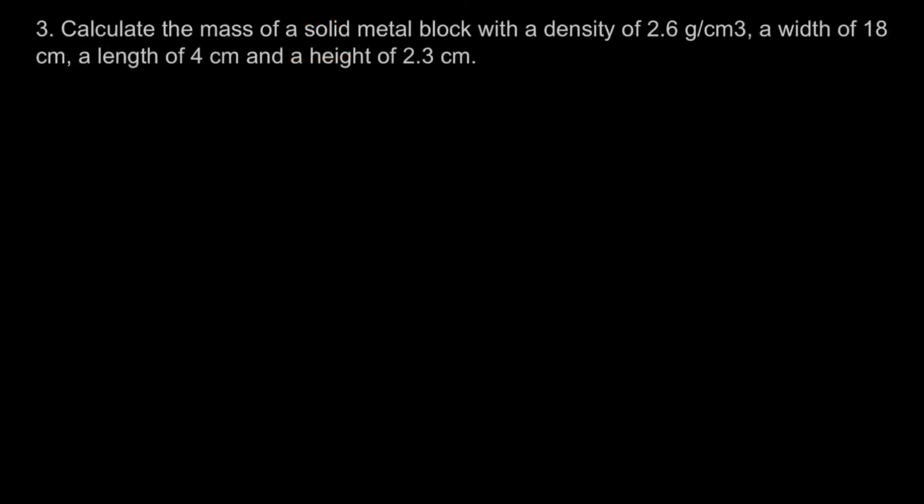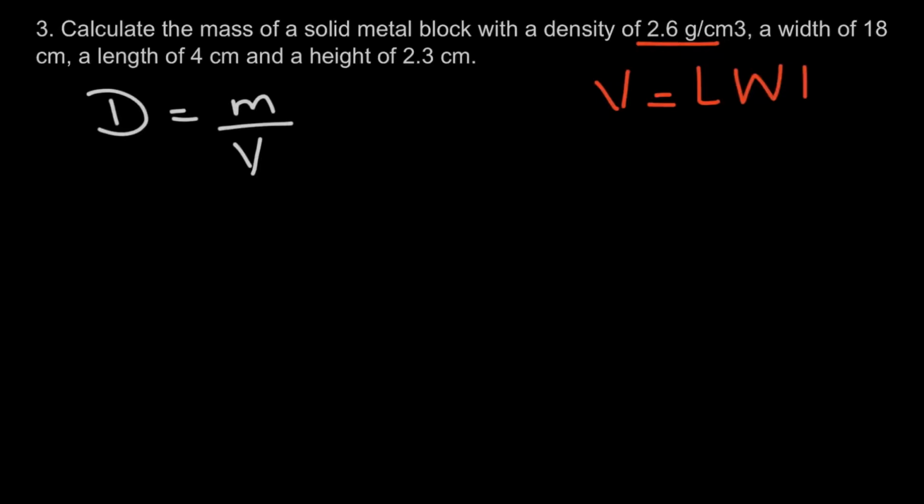Calculate the mass of a solid metal block with a density of 2.6 grams per centimeter cubed, a width of 18 centimeters, a length of 4 centimeters, and a height of 2.3. So D equals M over V. We've got the density, and we don't have the mass. This is what we need to calculate, and we don't have the volume, but volume is easy to find. Let's try and recall: V equals length multiplied by the width multiplied by the height.